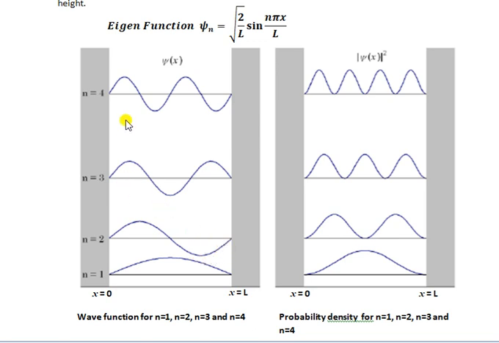Similarly for n equal to 3, n equal to 4, and probability density is mod psi square, means the negative values, the square of negative values becomes positive. So these are the graphs of wave function and the probability density for n equal to 1, 2, 3 and 4.